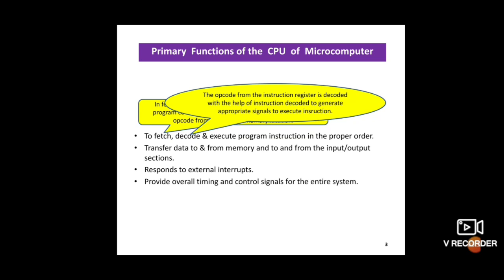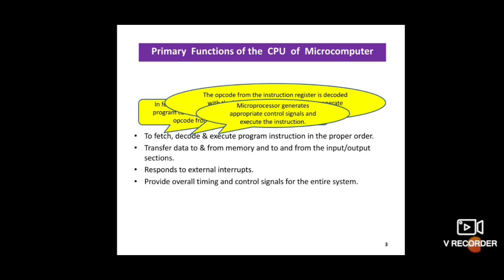And finally, at execute, the microprocessor generates appropriate control signals and executes the instruction. That is the function of this MPU. MPU means microprocessor unit. Now next is transfer data to and from memory and the input output section. It means transferring data from one place to another place, to and from memory or to and from the input output device. It transfers data both ways in this microprocessor.